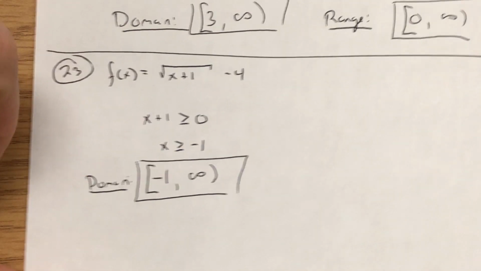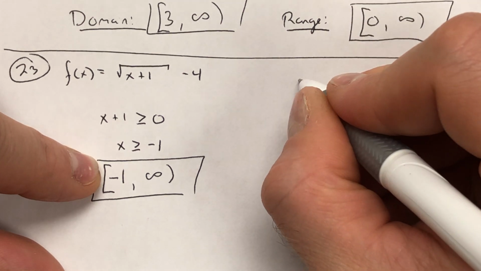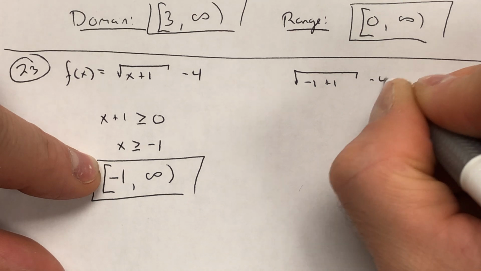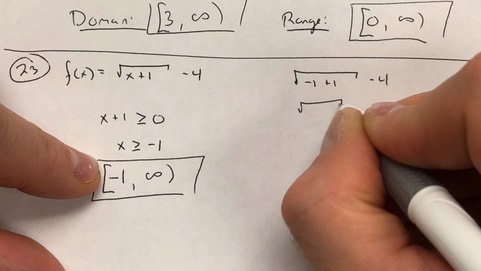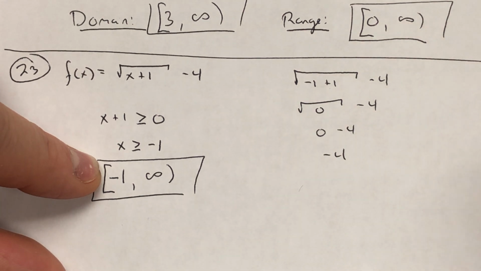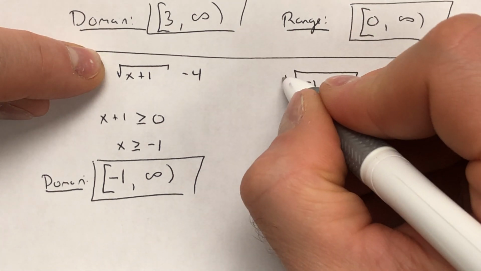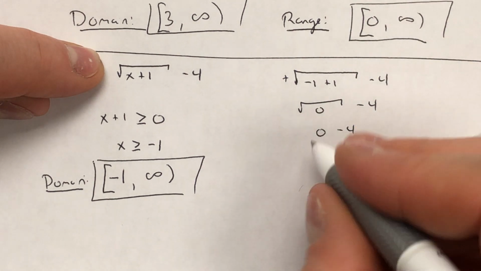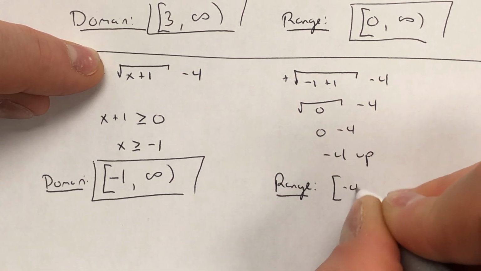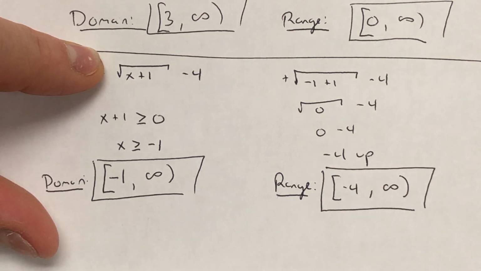Okay. To find the range, I'm going to plug in that extreme domain value and take the root of negative 1 plus 1, minus 4. The root of negative 1 plus 1 is the root of 0. Root of 0 is 0, minus 4. So negative 4 is either going up or down. I'm going to take a look at the sign. Because this is a positive, it is negative 4 on upwards. So the range is from negative 4 all the way up to infinity. Perfect.